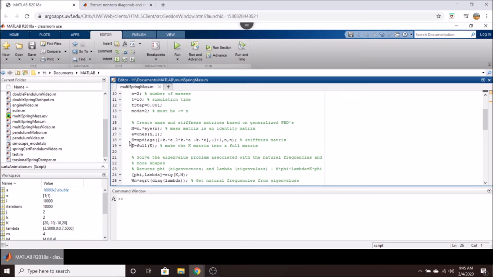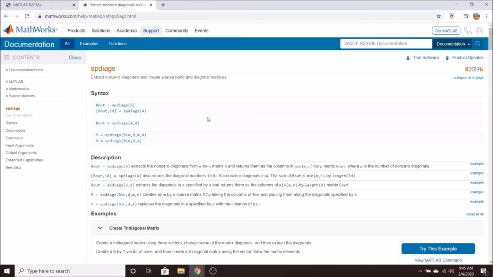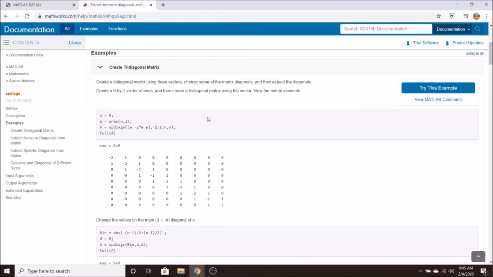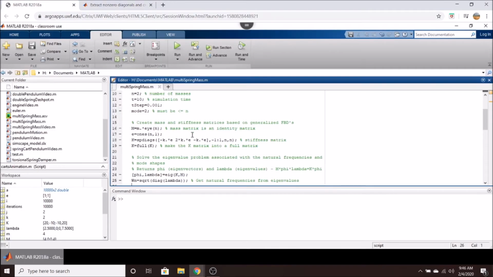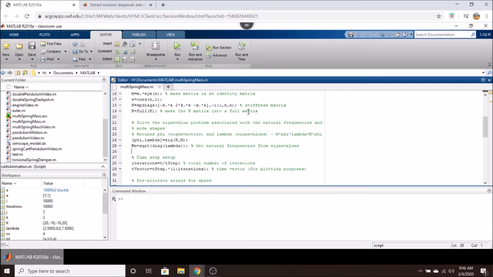To create the stiffness matrix in MATLAB is a little bit tricky. You have to use the spdiags function, which if you go to the MathWorks documentation, you can see that basically I just used the code from the tri-diagonal matrix example, where we have a matrix with a certain value on the diagonals, but then also we have a different value on the sub and super diagonals. And this K matrix that we create is a sparse matrix because we use the spdiags function, so we have to make it a full matrix, which is why we have this K equals full K.